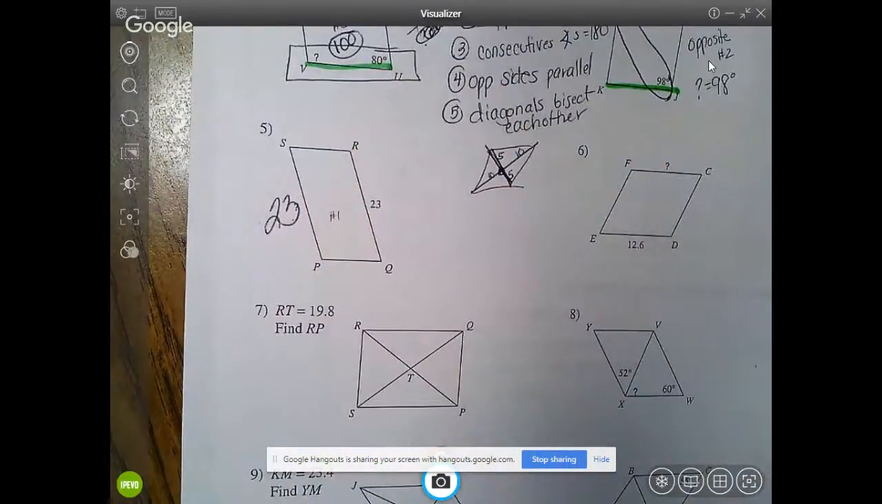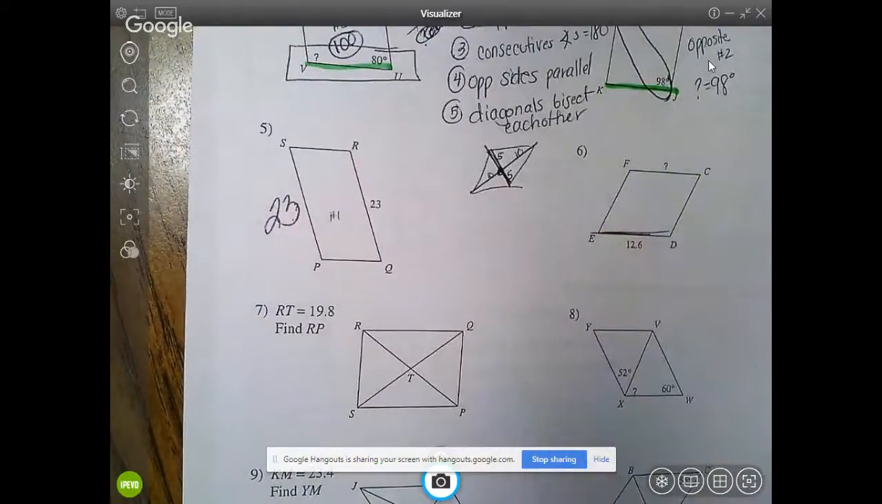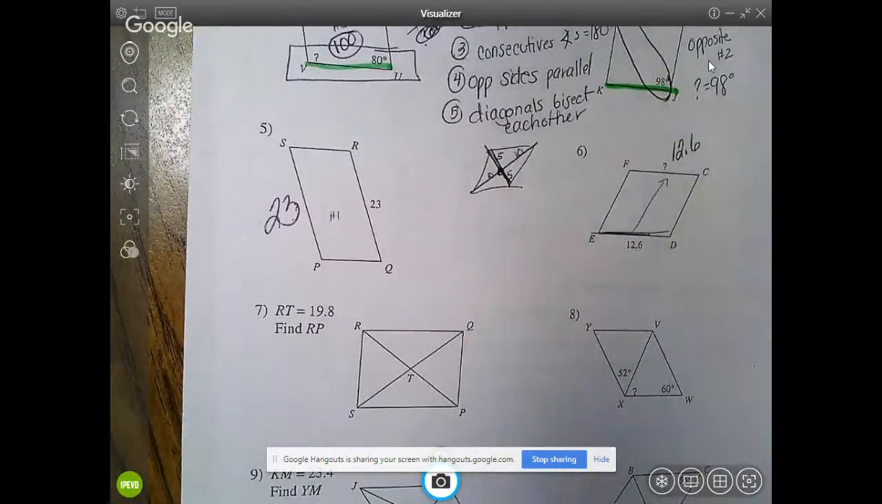Now it's about to get hard in 7. For 6, if this is 12.6, the opposite side has to be 12.6. And the reason is number 1, opposite sides are congruent. And you don't have to write the reasons down.